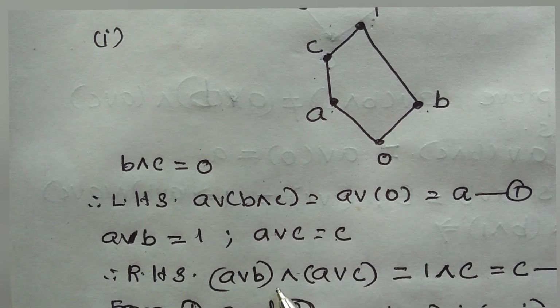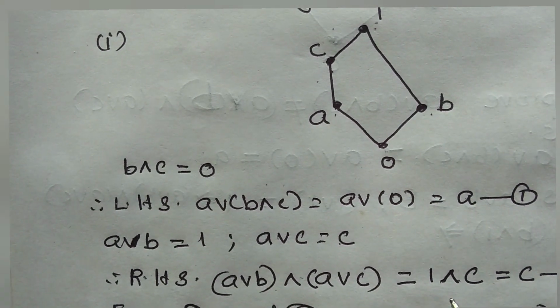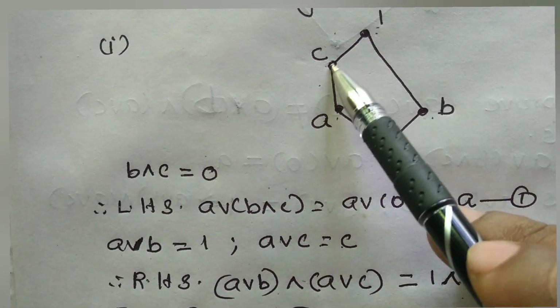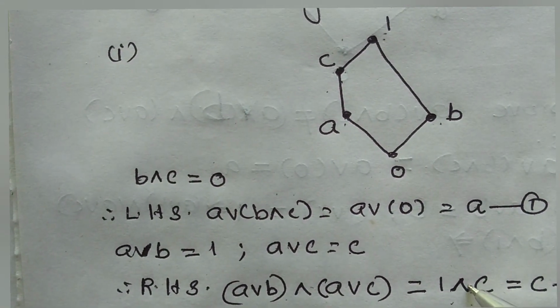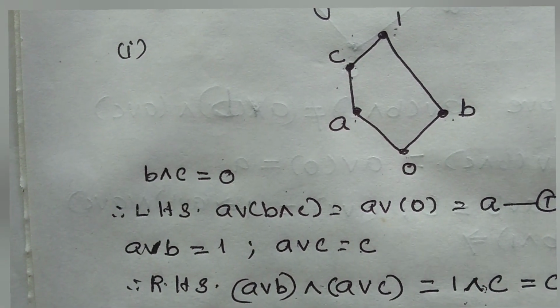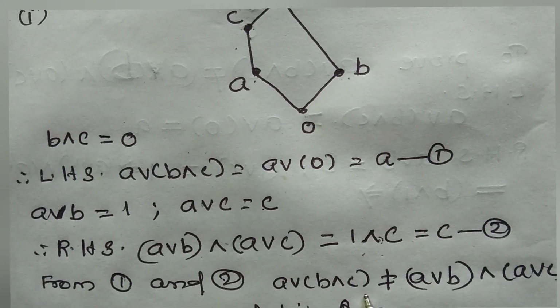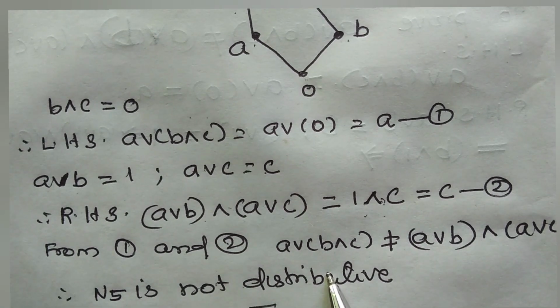Substitute in this equation. In the equation, that is (a ∨ b) ∧ (a ∨ c), we get 1 ∧ c. What is 1 ∧ c? There is a direct connection between 1 and c. Here the relation is ∧, so the least value, 1 ∧ c, is equal to c. From these equations 1 and 2, LHS is not equal to RHS. Therefore N5 is not distributive.